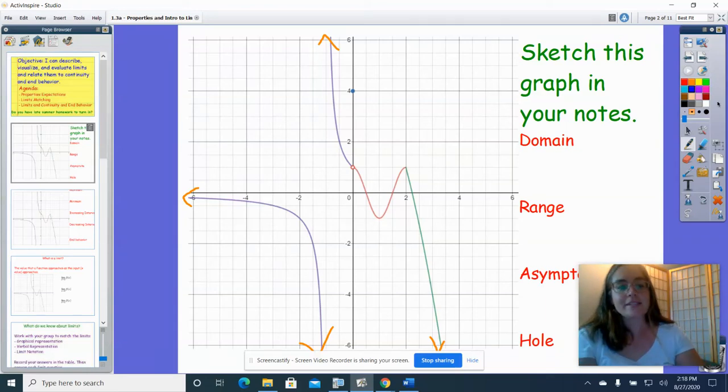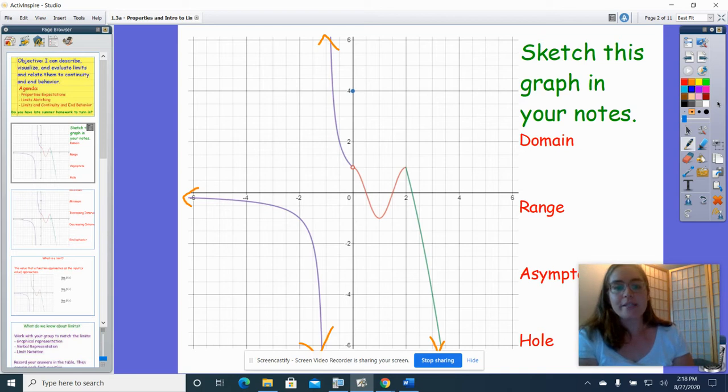All right, hello everyone. This is going to be an introduction to limits by graphing. So the first thing I want you to do is pause this video and sketch this graph that you see in front of you. Okay, now that you're back, we're going to talk about some of the properties of the graph.